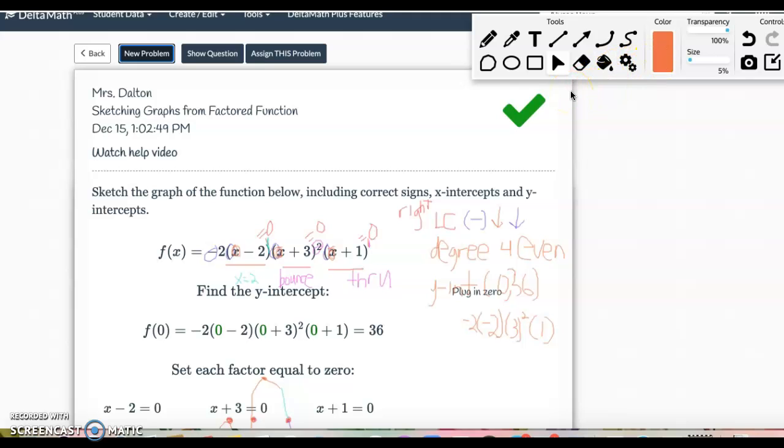So again, the purpose is just to be able to sketch the graph. All right, hopefully that was helpful. Again, just make sure that you graph it on paper first. That'll be the best way to do this.